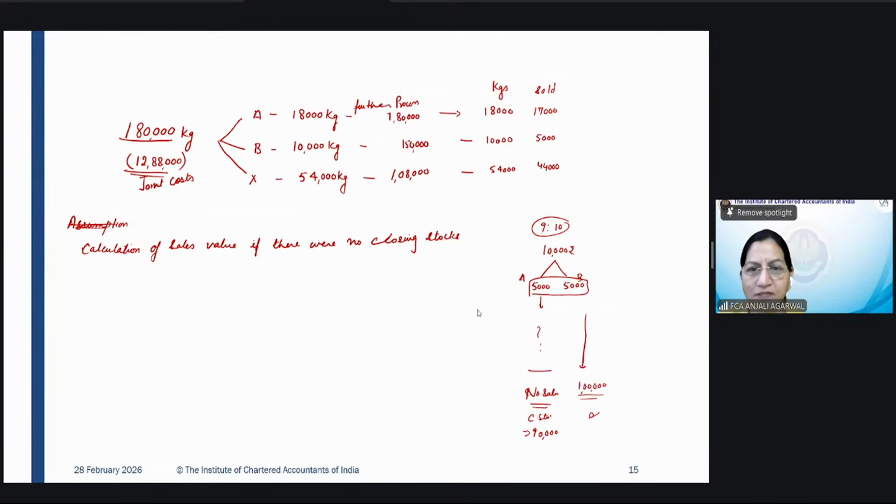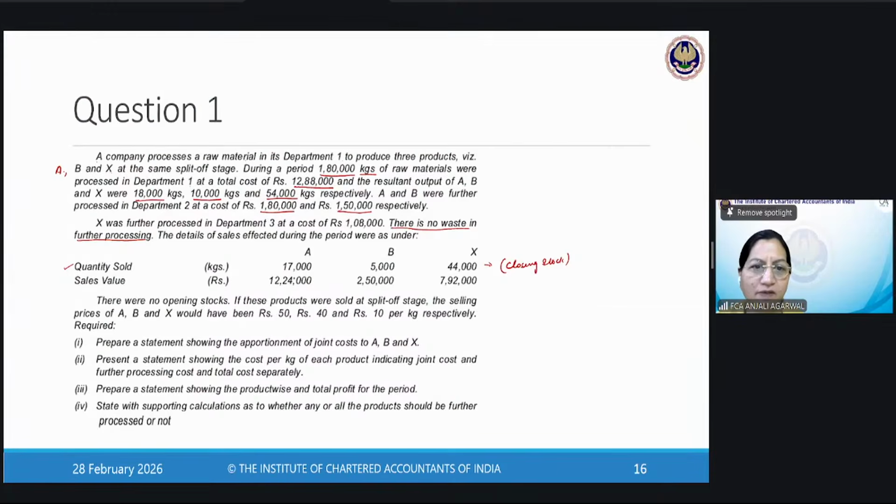Why is it not an assumption? Because if 17,000 kgs can be sold for 12,24,000, you can find out the price per kg, right? And then we can say that the remaining 1,000 kgs would have also sold at this price only. So 12,24,000 divided by 17,000. It's 72 rupees per kg.